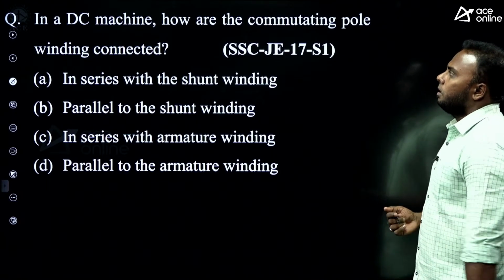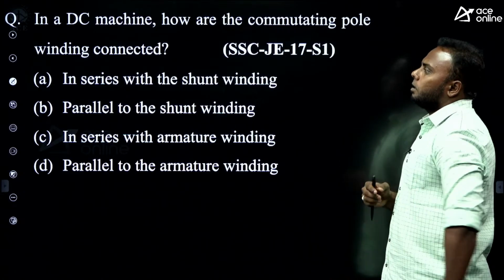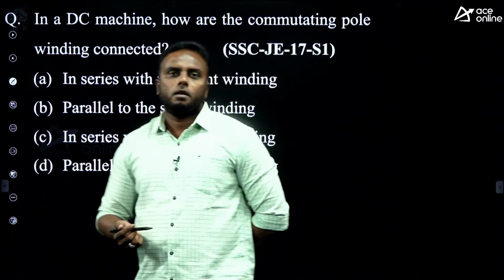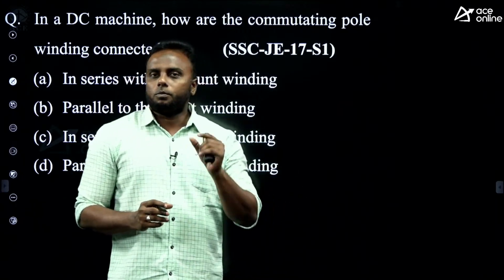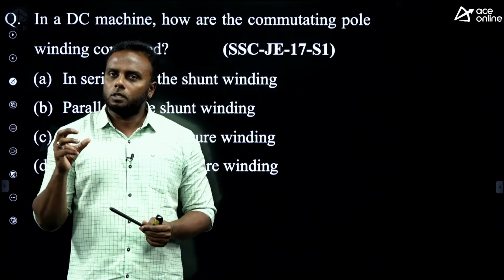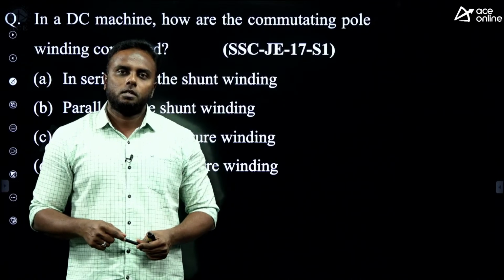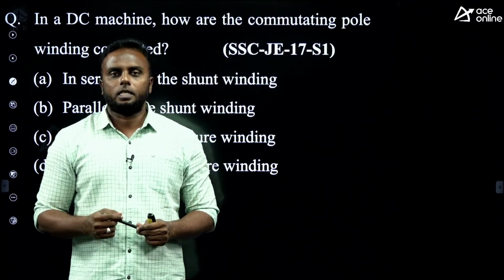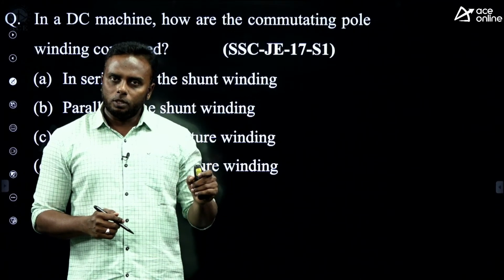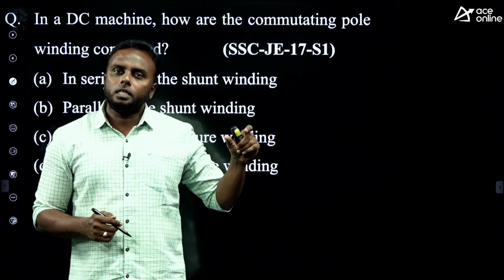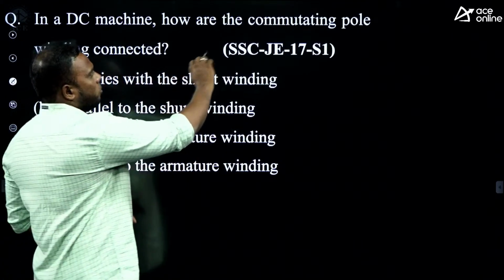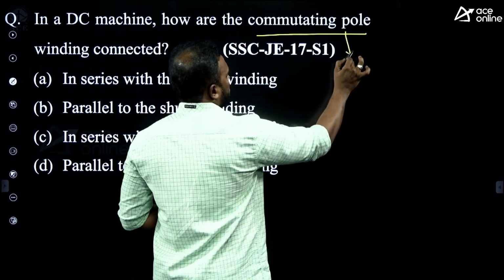Next question. In a DC machine, how are the commutating pole windings connected? What is this commutating pole? If you remember, interpoles we use to reduce the effect of armature reaction, and we also use the same interpoles to improve commutation. That's why, as these interpoles improve commutation, we also call them commutating poles. Commutating poles are nothing but interpoles.